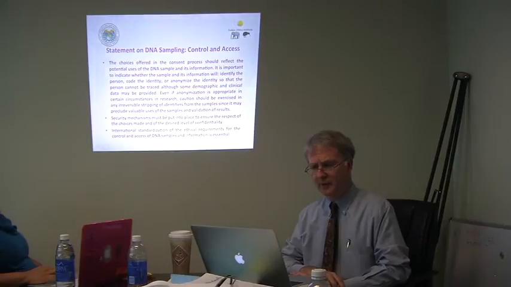It's important to indicate whether the sample and its information will identify the person, code the identity, or anonymize the identity so that the person cannot be traced, although some demographic and clinical data may be provided. Even if anonymization is appropriate in certain circumstances in research, caution should be exercised in any irreversible stripping of identifiers from the samples, since it may preclude valuable use of the samples and validation of results.